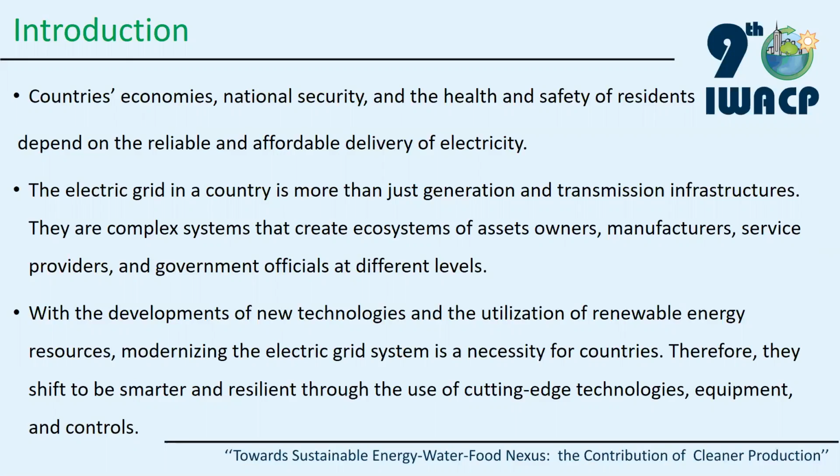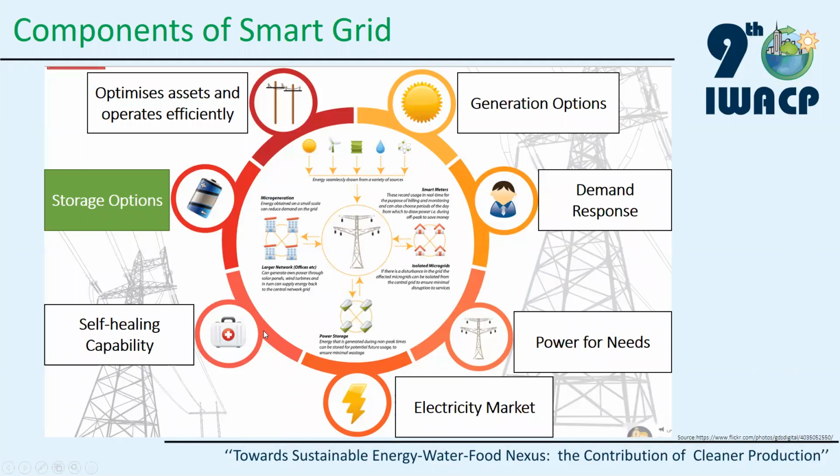So with development of new technologies and utilization of renewable energy resources, modernizing the electric grid system is necessary for countries. This means they should be smarter and more resilient. A smart grid includes different components from different levels, from new and renewable energy sources, managing loads to create grid visibility, with the creation of automated remote control centers that reduce the number of grid outages by creating the system's healing, are some examples of these smart grid components.